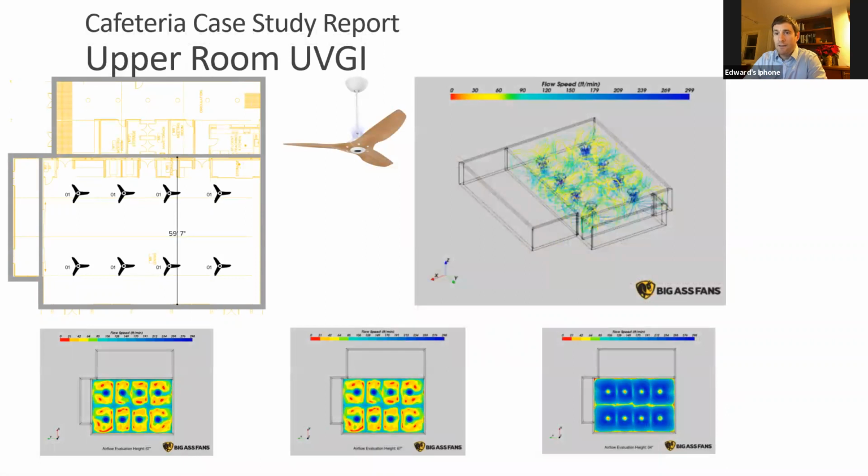So we had this manufacturer run some modeling, and they came out with a layout of 8 ceiling fans for this particular space, this 5,000 square foot example cafeteria. And they actually used CFD modeling to predict the airflow patterns and air circulation within the space.